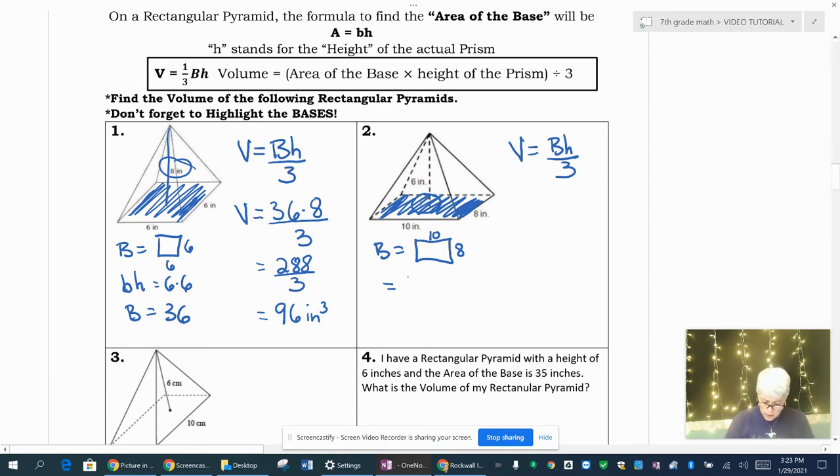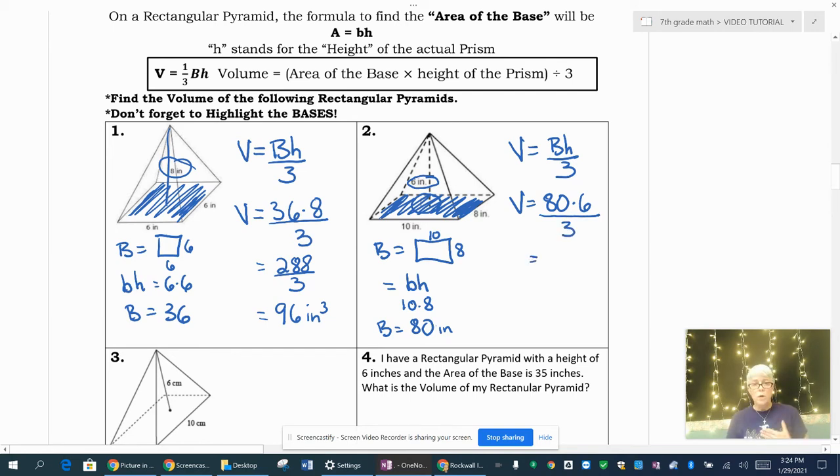So I'm going to find the area of that rectangle. The area of that rectangle is going to be the base times the height. So it's going to be 10 times 8, so it's going to be 80 inches. Big B is 80 inches. So I'm going to come back to my formula and plug that number in. The height, remember, is the straight up and down line from the tip of the pyramid down. And in this situation, it is the 6. So this is 80 times 6 divided by 3.